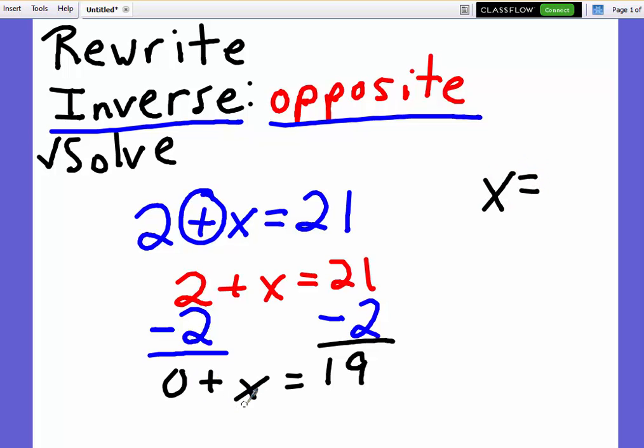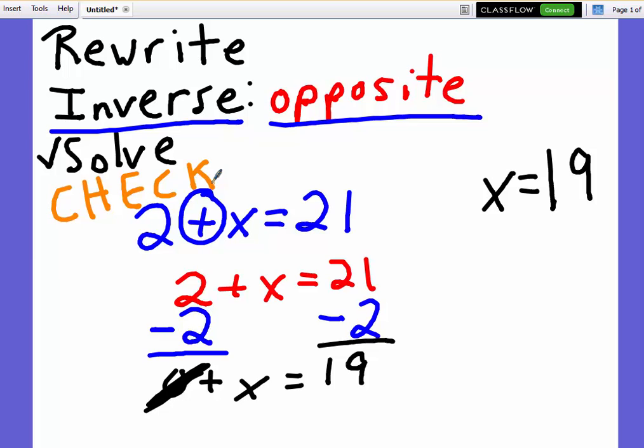Now, what is 0 plus x? Well, I know any number plus 0 is that same number. So I have actually just an x here. This 0 will cancel out, and I'm left with x equals 19. Now, we have one more step, and that is check. If you do not check your work, you're going to be redoing it on our assessment.